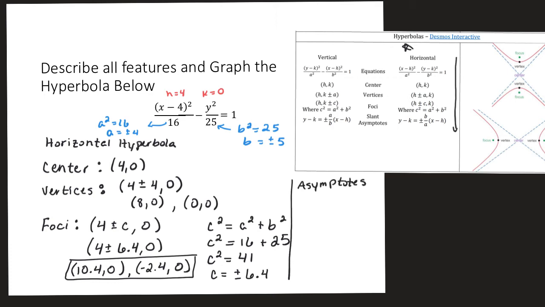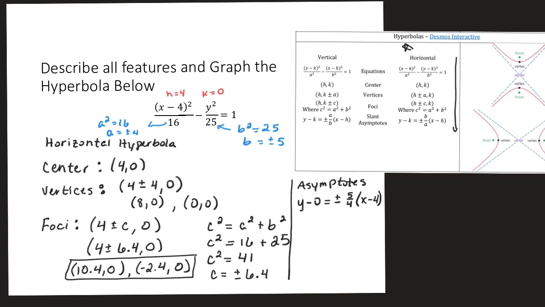And the first one is y minus k, so in this case y minus 0 is equal to plus and minus my b over a value. Now I don't need the plus and minus here because the plus and minus is already taken care of. These are two separate equations, so the first one is the one with the plus, and so this would be 5/4 times x minus h, so x minus 4.